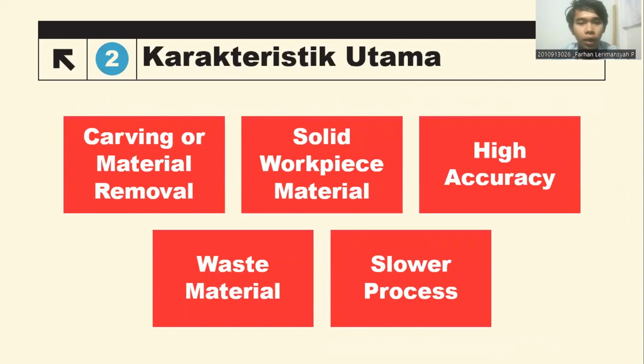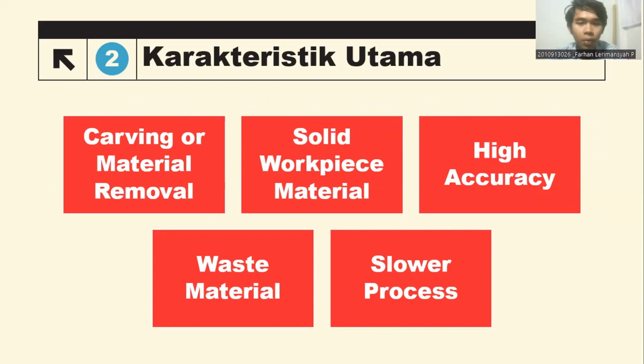Here are some key characteristics of subtractive rapid prototyping. 1. Carving or material removal. In subtractive rapid prototyping, a CNC machine, or computer numerical control, or other tools are used to eliminate unnecessary material from a solid block or workpiece. This can be done using various cutting tools like drills, chisels, or knives.